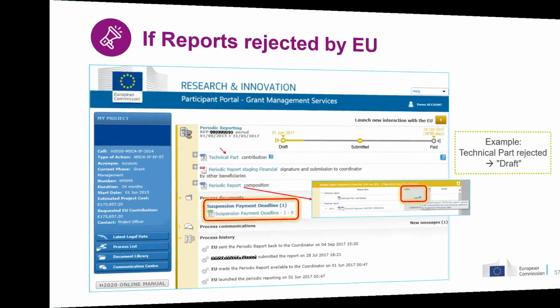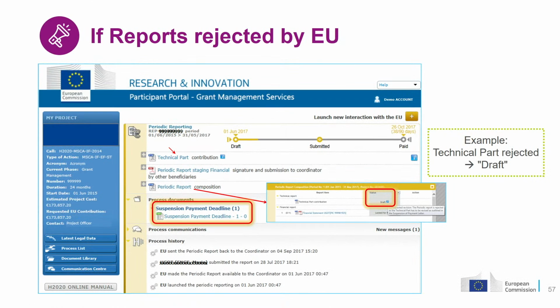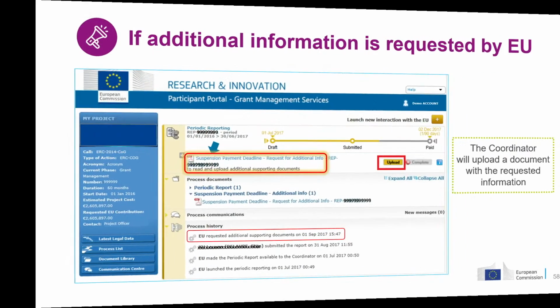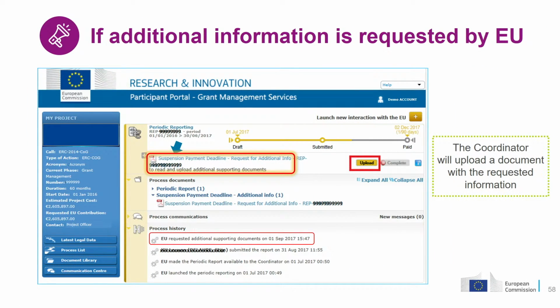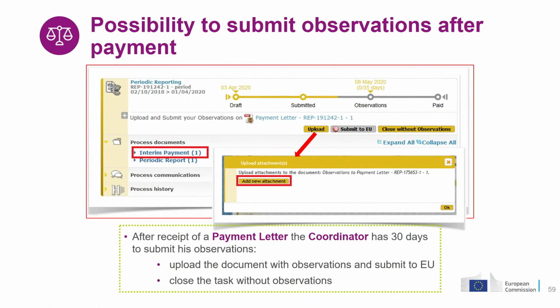And then it's the approval process. There is a possibility, unlikely, let's say, that something will be asked of you, so the report can be rejected. And then you need to make the corrections. It becomes draft again, so you need to edit it again and submit it again. There is a possibility that additional information is requested, so you need to communicate and upload a document to submit the additional information.